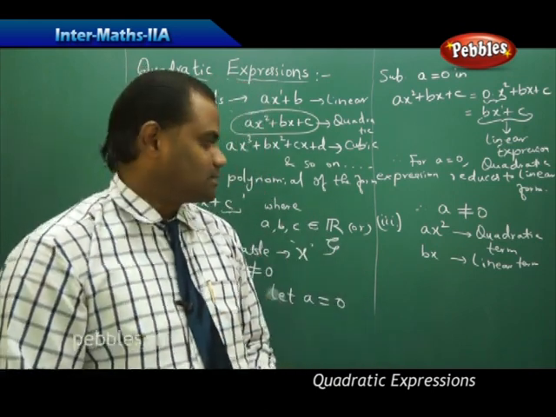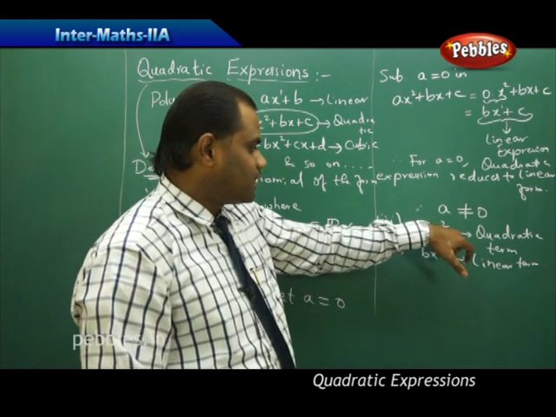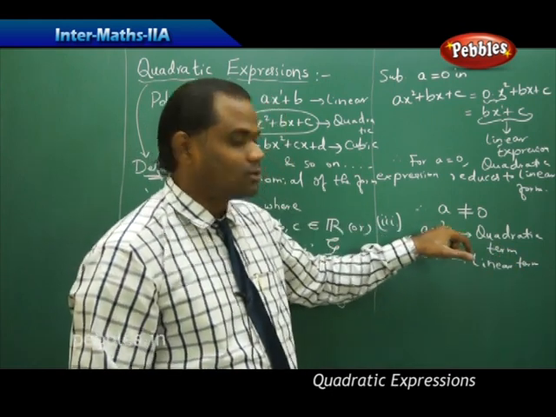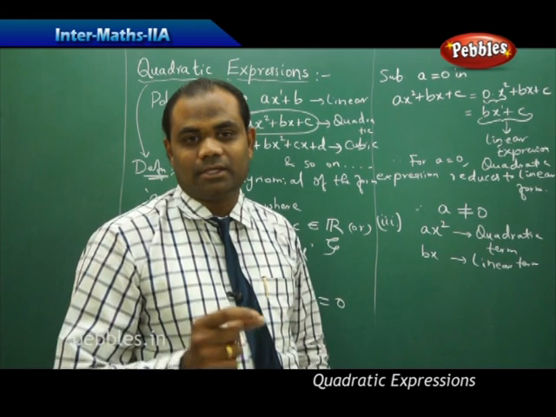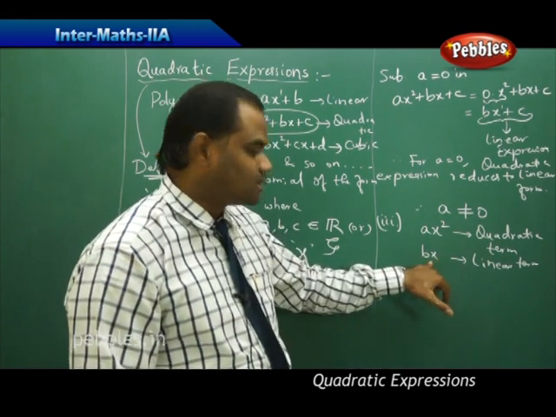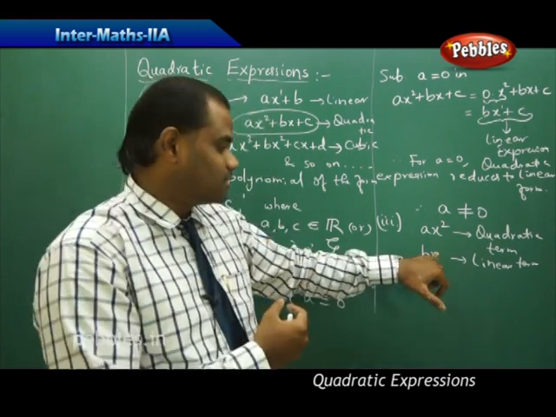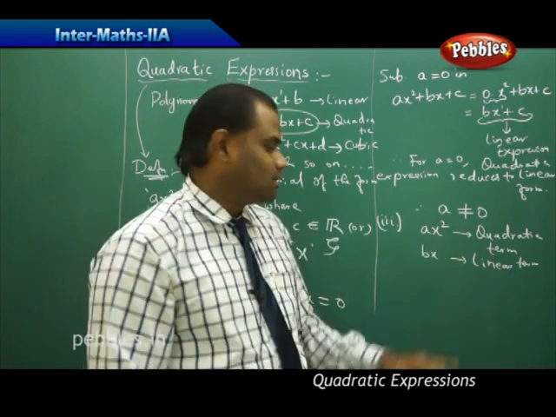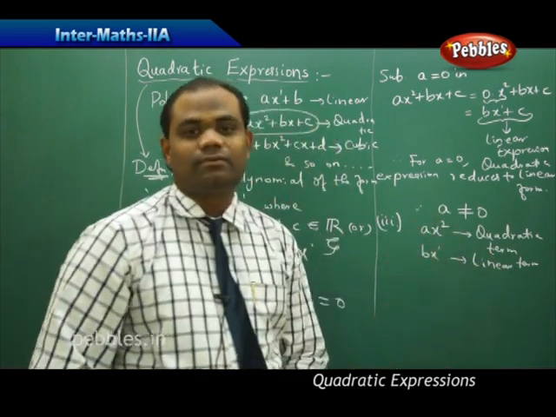which we're going to learn in further future classes. So when the power of x is 2, I call this a quadratic term because strictly the power of x is 2. And I call this a linear term. The second term of the quadratic expression is called a linear term because simply the power of x is 1.